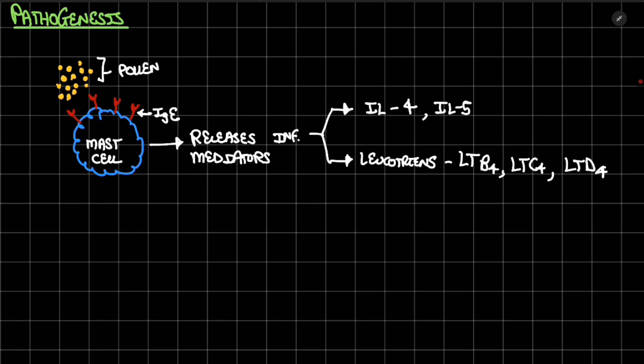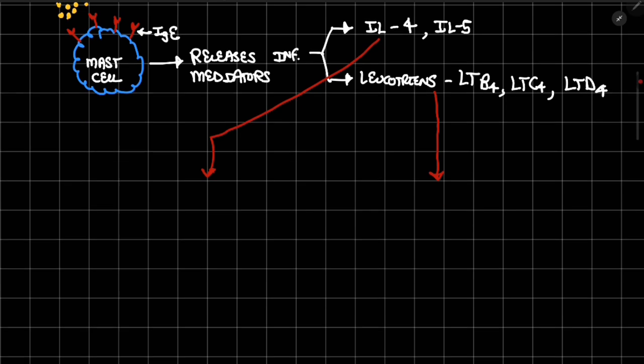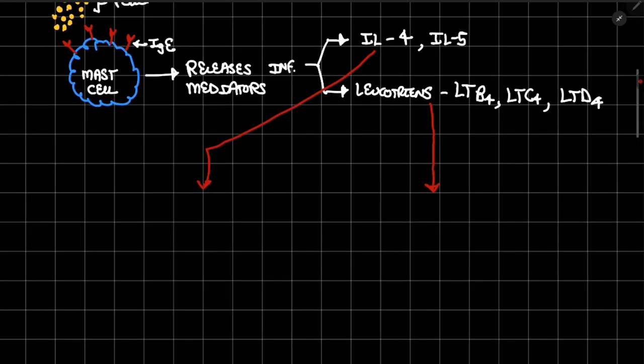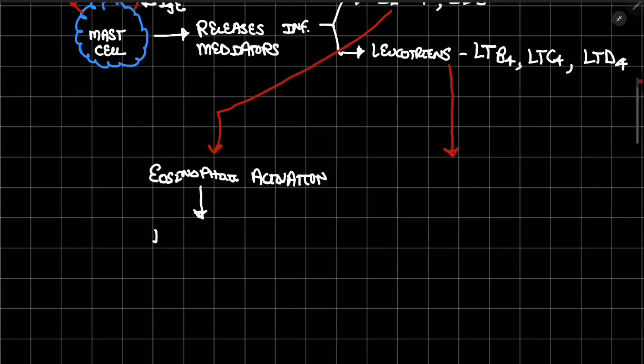Now, what do these interleukins do? Let me draw one line for the functions of the interleukins and the functions of leukotrienes. The interleukins cause eosinophilic activation. Remember interleukin 5, IgE, eosinophilic activation. And what does this eosinophilic activation do? It causes inflammation.